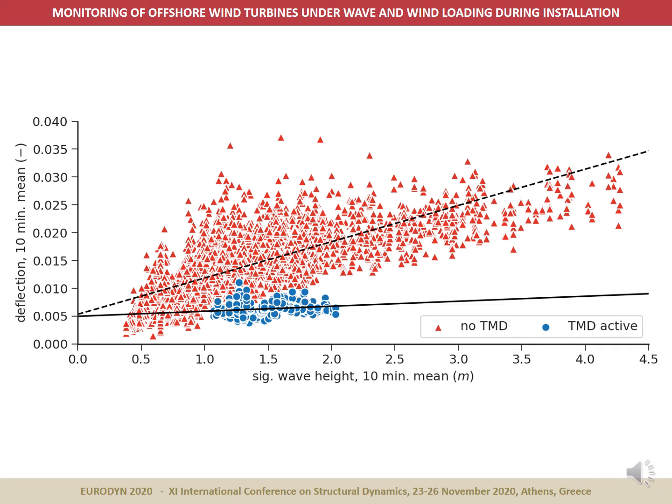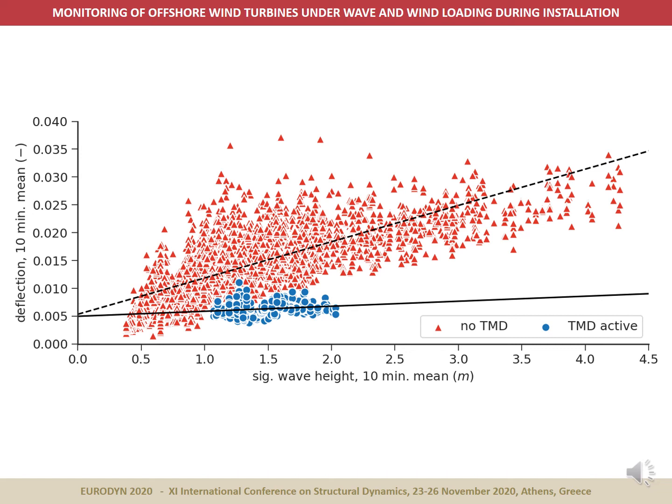On this slide, you can see all the 10-minute mean deflections that were recorded on turbines undergoing installation without a tuned mass damper. These measurements are represented by the red markers. 10-minute mean deflections of turbines that had an active tuned mass damper are represented by the blue markers. The range of observed significant wave heights goes from below 0.5 meters to almost 4.5 meters. Of course, these data include time periods where no single blade installation was attempted.